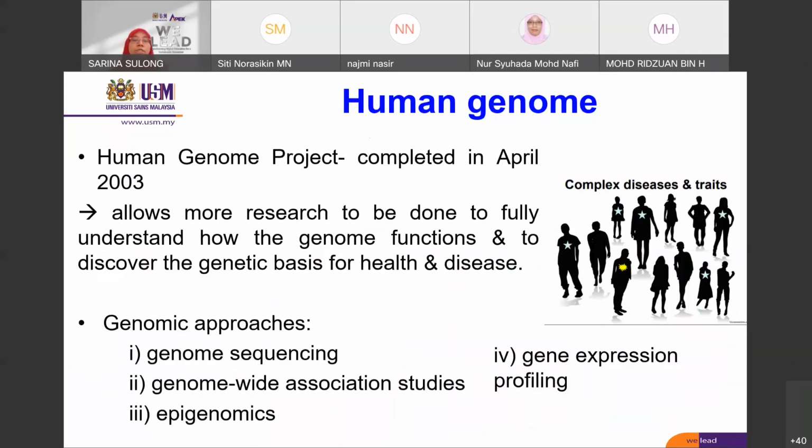The Human Genome Project, completed in April 2003, gave us the ability for the first time to read nature's complete genetic blueprint for building a human being. It allows more research to be done to fully understand how the genome functions and to discover the genetic basis for health and disease. These are the common genomic approaches done, particularly in research, including genome sequencing, genome-wide association studies, epigenomics, and also gene expression profiling.